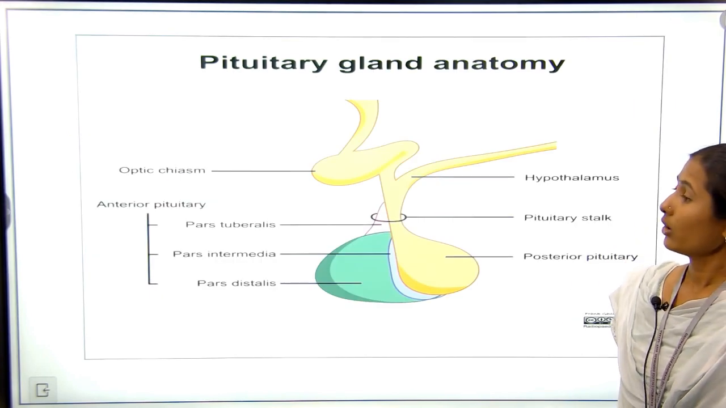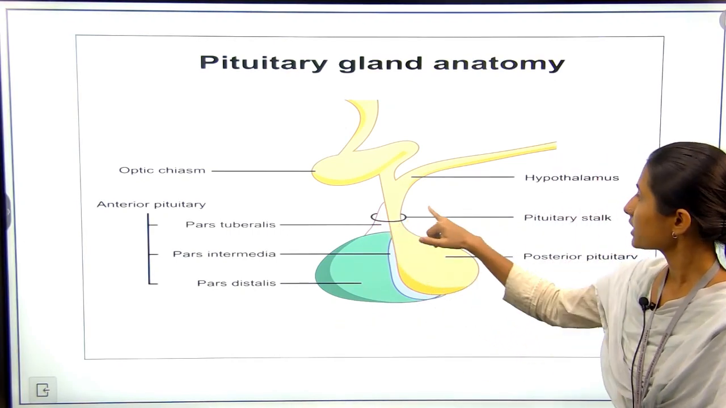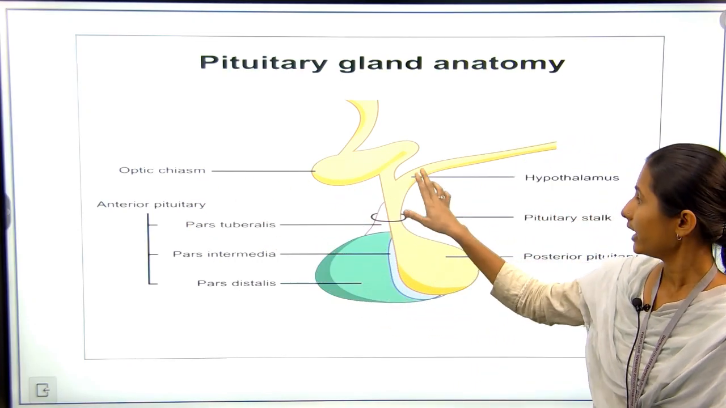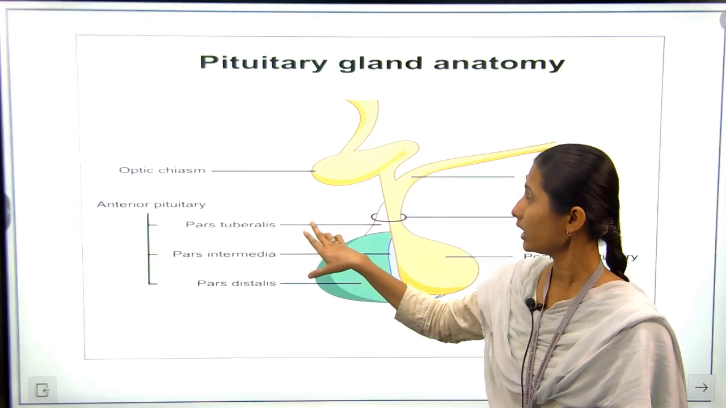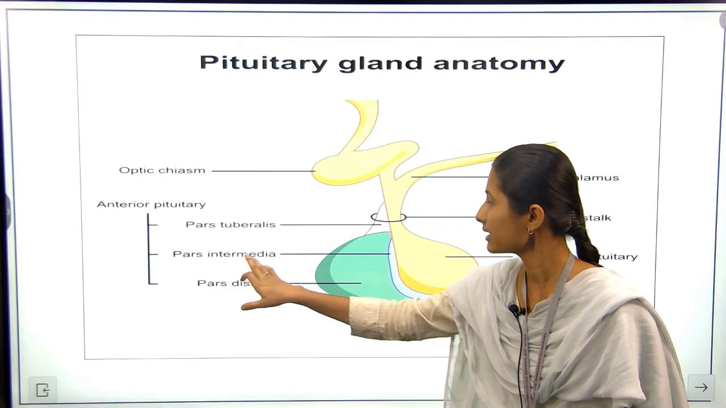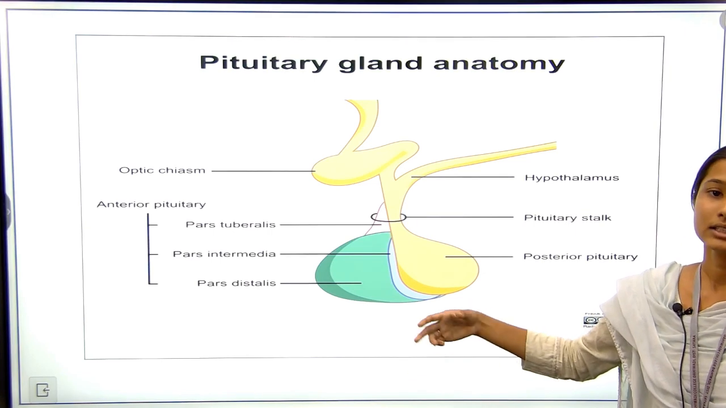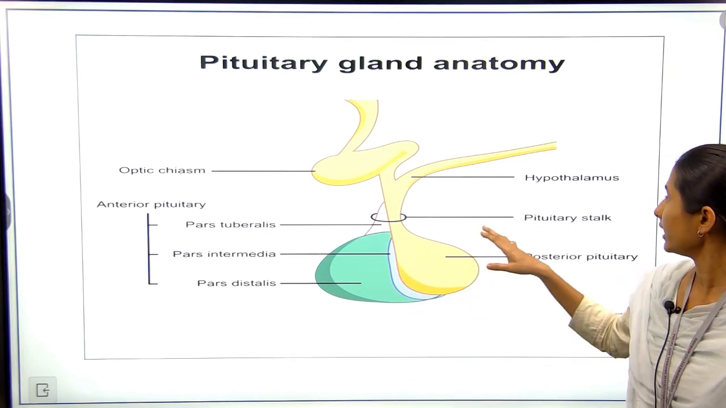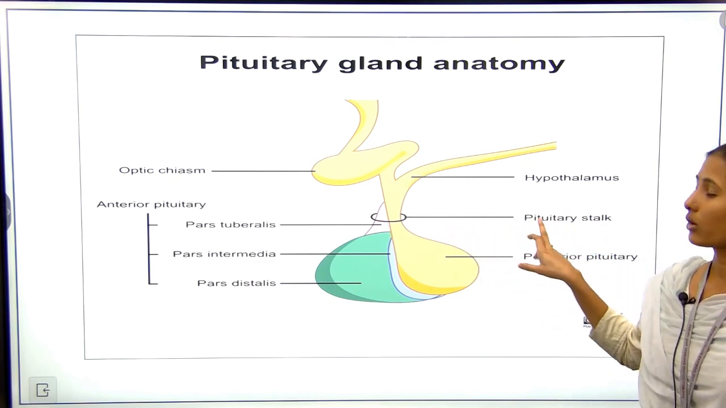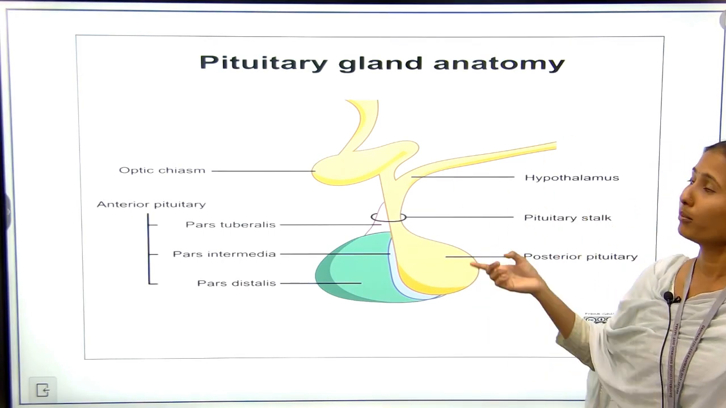So this is the diagram or structure of the pituitary gland. This is the anterior part and this is the posterior part. This is the optic chiasma, which is a part of the brain. Below this is the anterior pituitary, which is divided into three parts: first is pars tuberalis, second pars intermedia and third pars distalis. These parts we will discuss in further detail. This is the posterior pituitary and this is the pituitary stalk, also known as the infundibulum. So this is all about the structure of the pituitary gland.